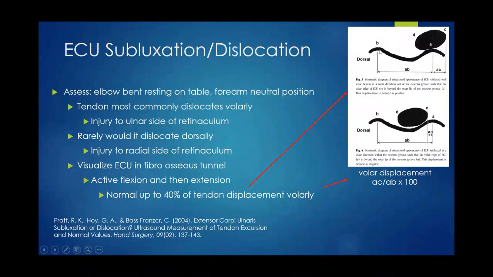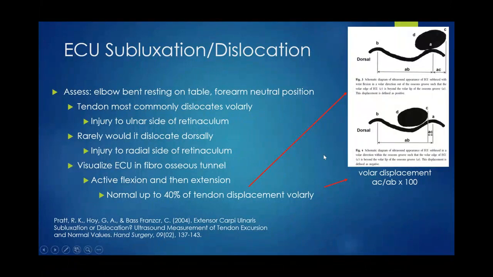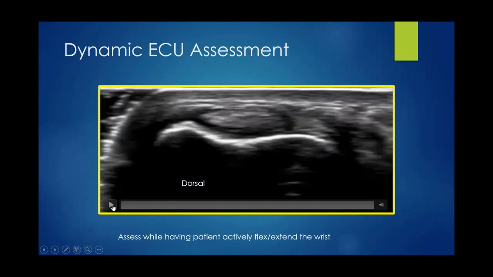You should note that some subluxation or movement of the tendon out of the groove is normal. In fact, this study denotes that up to about 40% of the tendon may, in normal subjects or asymptomatic people, migrate out of the groove. So essentially you want to see the majority, if not all, of the tendon come out of the groove to call it abnormal. Here's a video displaying how that would look.